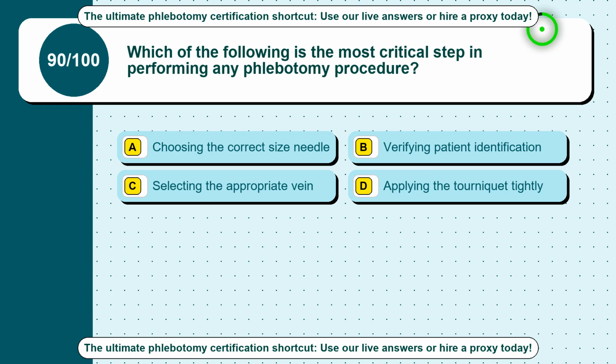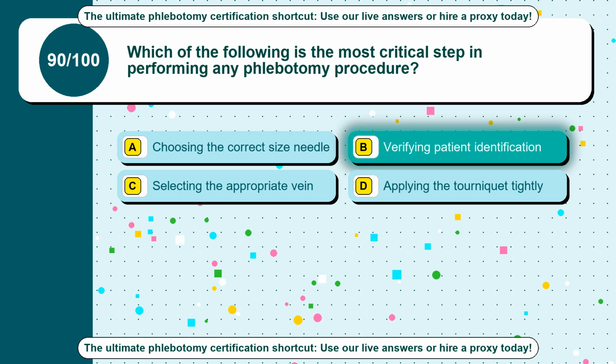Question 90. Which of the following is the most critical step in performing any phlebotomy procedure? Option A, choosing the correct size needle. Option B, verifying patient identification. Option C, selecting the appropriate vein. Option D, applying the tourniquet tightly. The correct answer is option B, verifying patient identification.